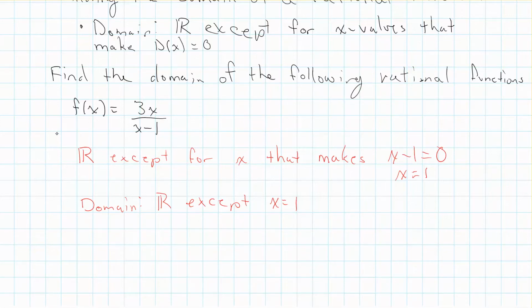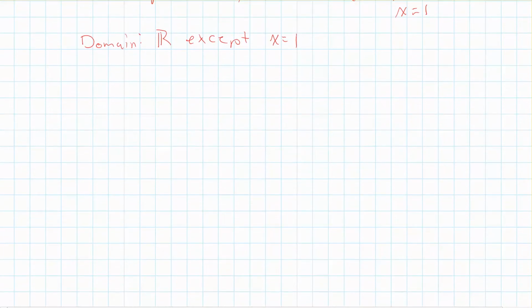Now, let's look at another one here. Let's look at f of x equal to x squared plus 1. Or actually, let's change this. x squared minus 1 over x squared minus 3x plus 2.